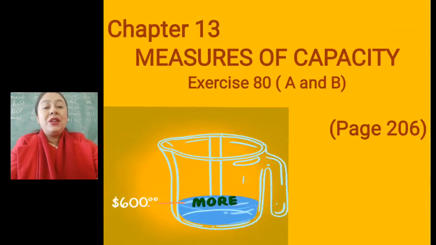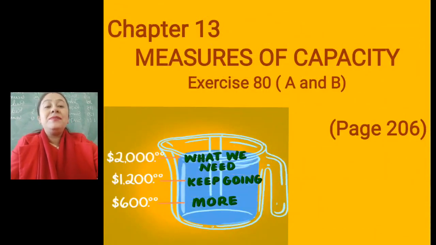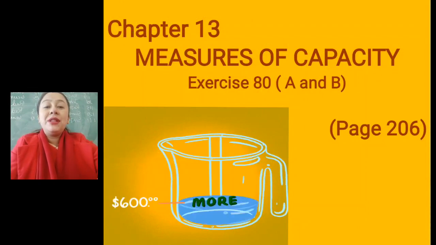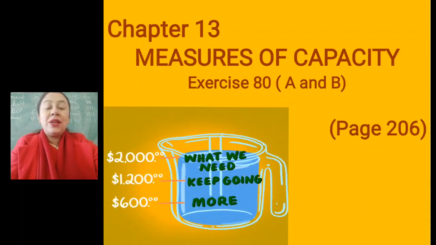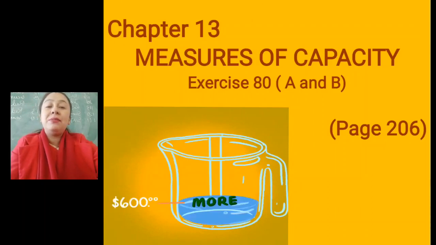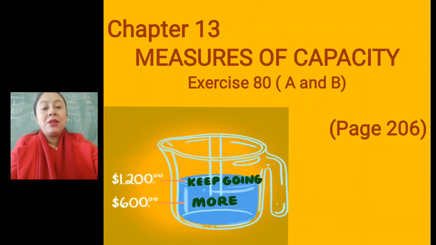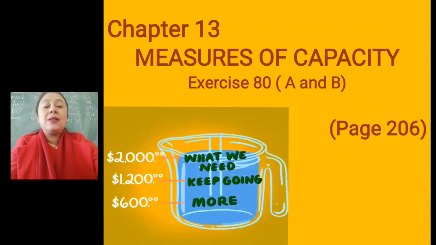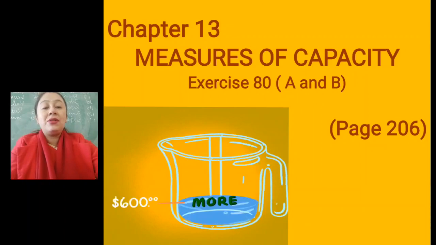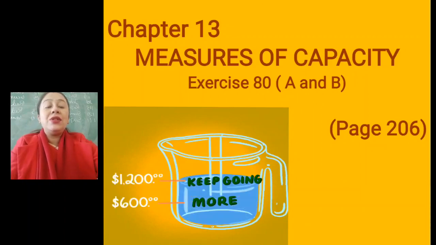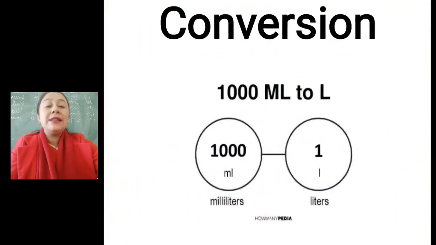So, children, in today's class, we will continue with chapter 13, measures of capacity. We will do exercise 80 today, A and B, which is in page number 206. So, children, we have done many sums already from this chapter. Today is the last class for this chapter, okay? And in today's class, we will do exercise 80, A and B.